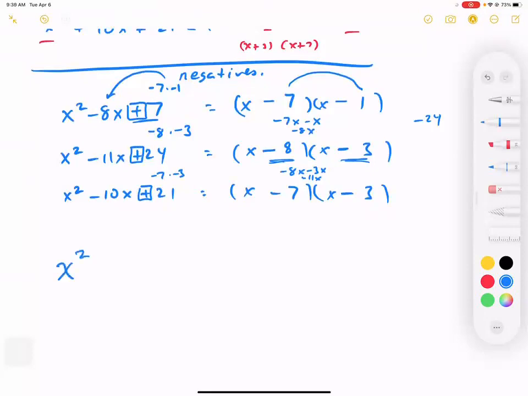X squared minus 15x plus 50. Okay, what do you think the possibilities would be, and which of these would give us x squared minus 15x plus 50? Go ahead and try this yourself. I'm going to write down on the side, while you are doing this, all the possibilities for 50.